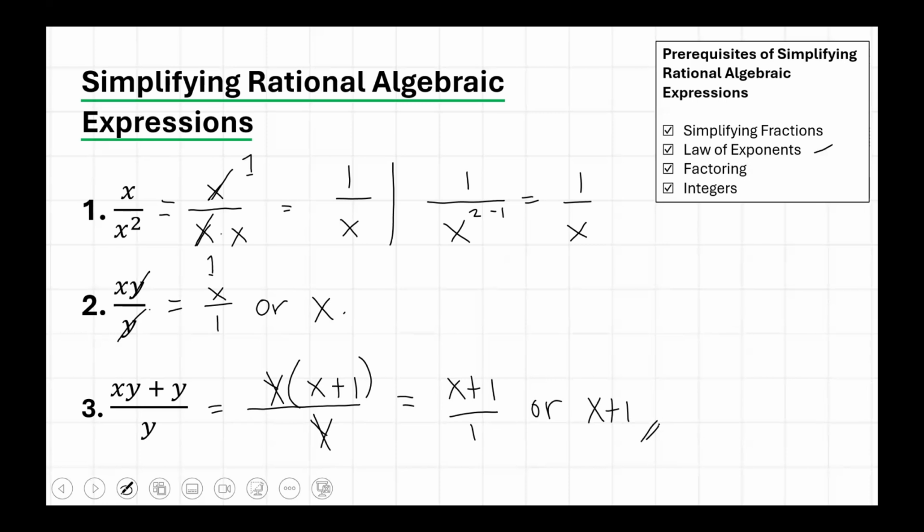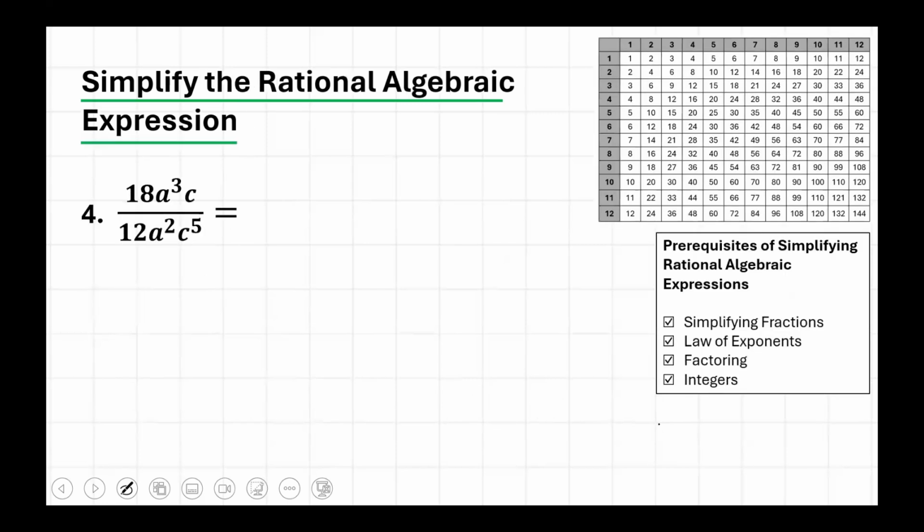And those are just some of the examples of rational algebraic expressions. And let's have some more examples. Here we have 18a cubed times c over 12a squared times c raised to 5. I provided a multiplication table in case you might need it in finding the factors of our numerical coefficients.